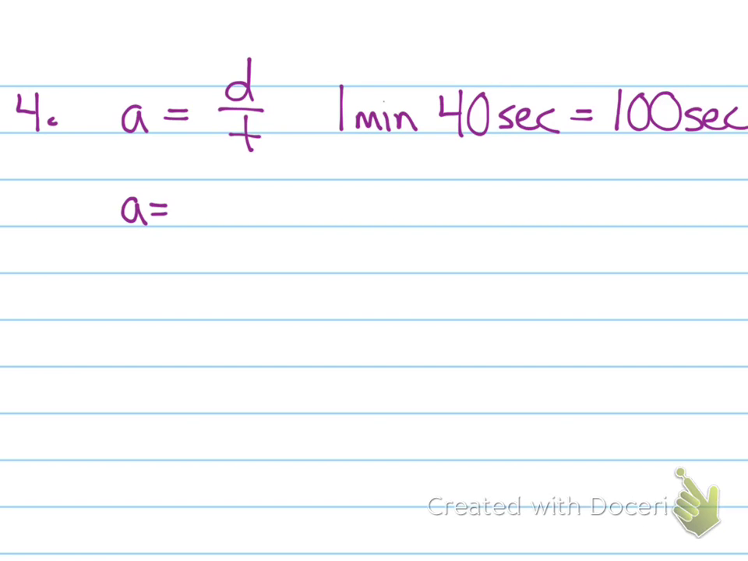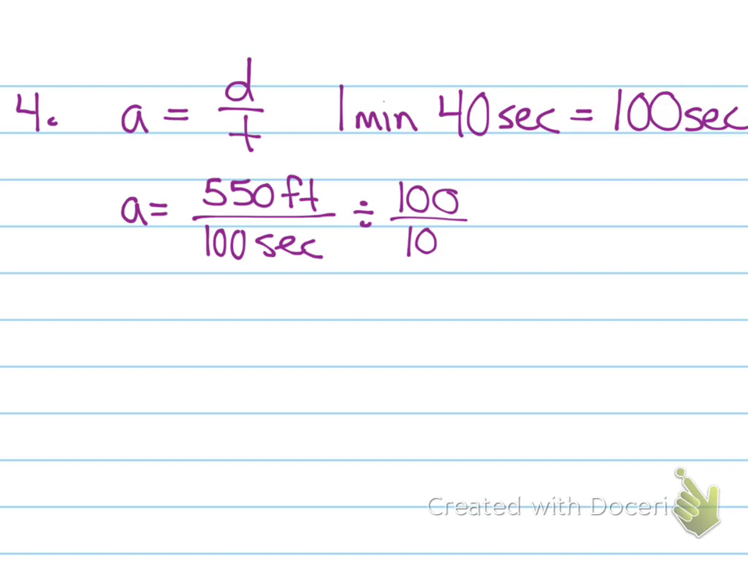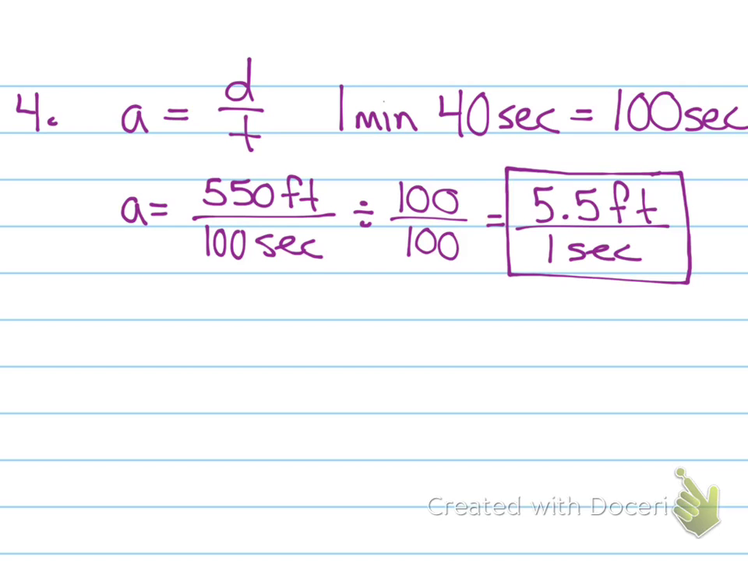What was my distance? 550. 550 feet. Did you label feet? Over 100 seconds. What do I need to divide by? 100, top and bottom. And what's my answer? Very good. 5.5 feet over 1 second. Who got it right? Awesome. Good job, guys. All right, one more example.